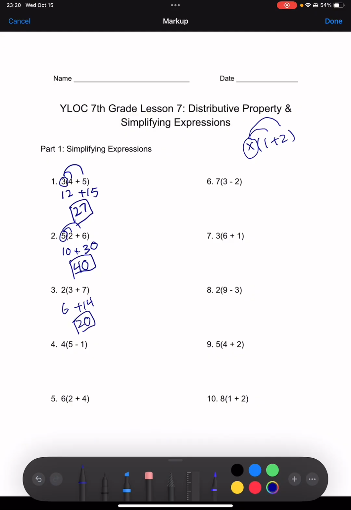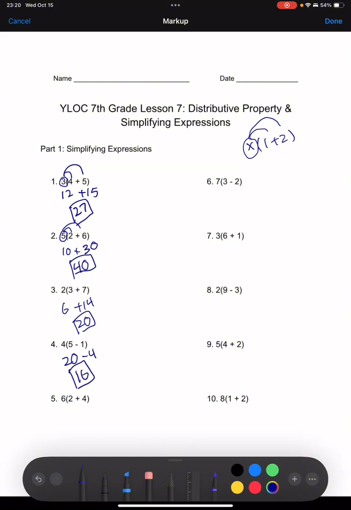Number 4, 4 parentheses 5 minus 1. This one's a little different because we have a subtraction sign, but it's okay. It works the same way. So 4 times 5 is 20. Then 4 times negative 1 is equal to negative 4. That's 20 minus 4, that's 16.